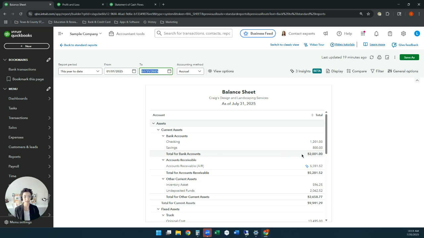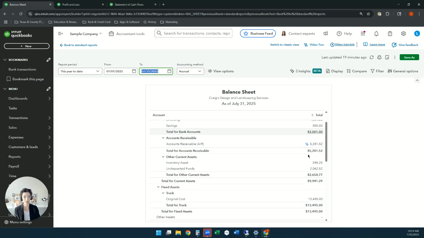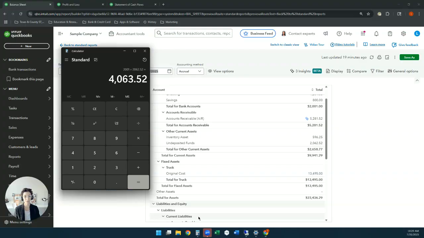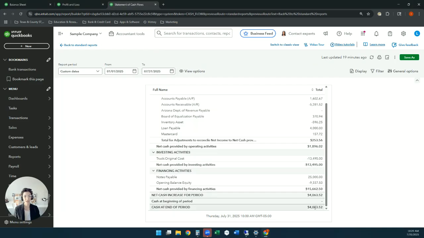So we see the cash in our bank accounts is sitting at $2,001, but is that all the cash that we have right now on hand? Well, we also have our undeposited funds, or money that we've received that we haven't deposited, or recorded deposits in QuickBooks. So if we take those two amounts, those undeposited funds and total cash in our bank accounts, we end up with that amount, $4,063.52.